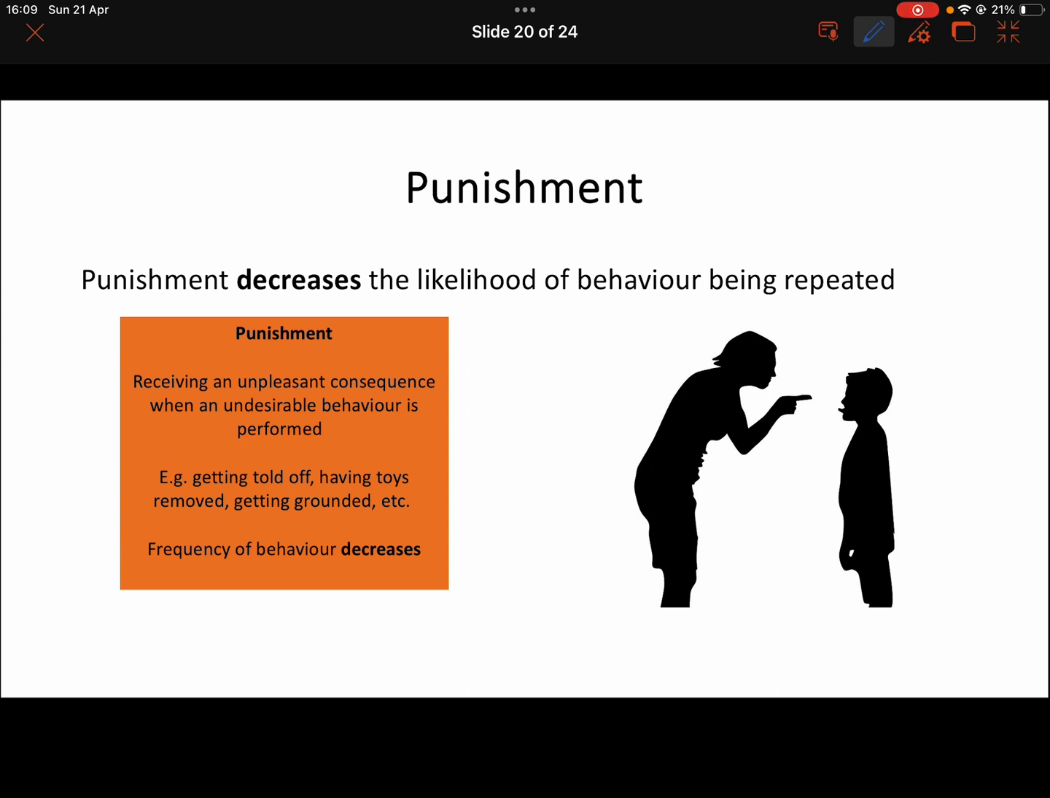Punishment always decreases the likelihood or the frequency of behaviour. It makes it less likely that that behaviour is going to be repeated. It might be receiving an unpleasant consequence, so it might be about being told off or receiving a detention, or it could be about the removal of a pleasant stimulus, like prison is about taking away someone's freedoms. So there are positive and negative types of punishment too, but you don't need to know those in too much detail. All you need to know is that punishment decreases the frequency of behaviour recurring.